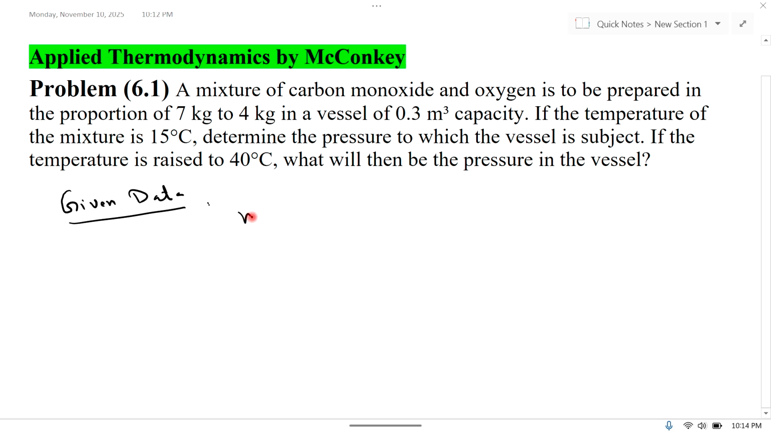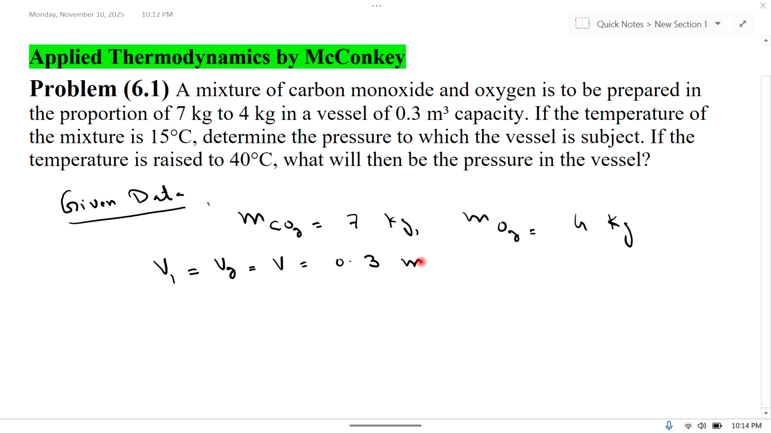So in the given data, mass of CO is equal to 7 kg and mass of oxygen is equal to 4 kg, and the volume of the vessel is 0.3 cubic meter. So it means that V1 is equal to V2 is equal to V is equal to 0.3 cubic meter.